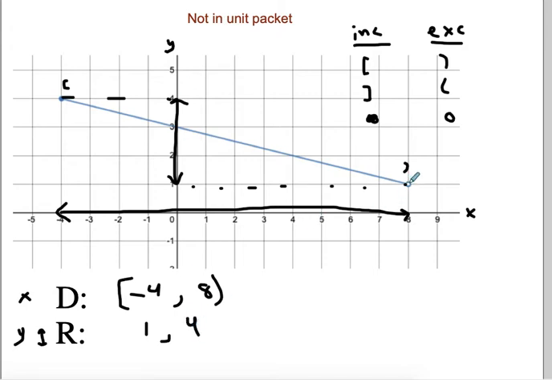Now the low point here at 1 is an open circle, and the 4 here is a bracket because it's a filled in circle there. So my range is from 1 to 4, not including 1, but including 4.